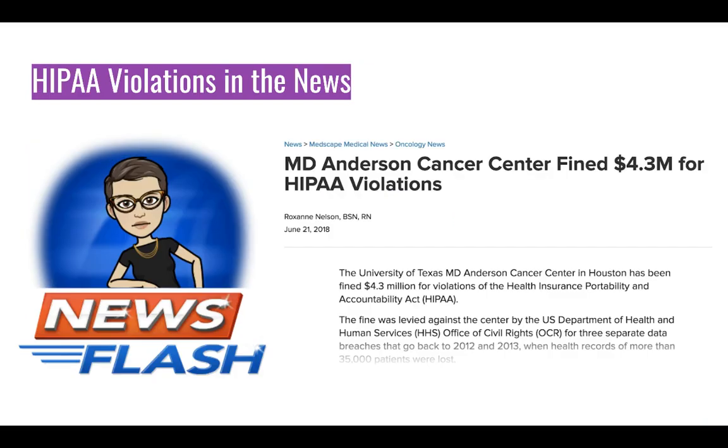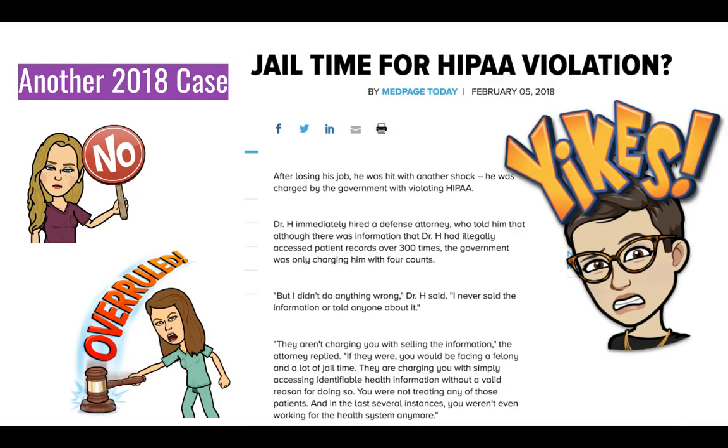Okay, and this is just for your information, some places where HIPAA violations have been in the news. This article goes over how MD Anderson in Houston had to pay $4.3 million for their HIPAA violations. It happens all over the place, all the time, but we want to have good clinical practice and limit that. Again, jail time for HIPAA is a real thing. You can go to jail for HIPAA violations. This is an article talking about that.